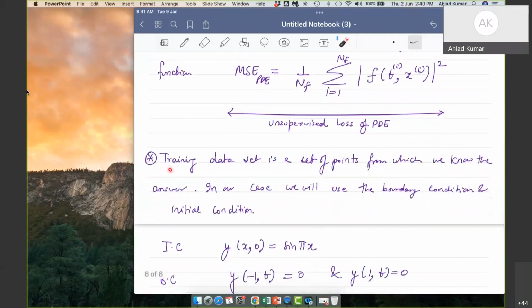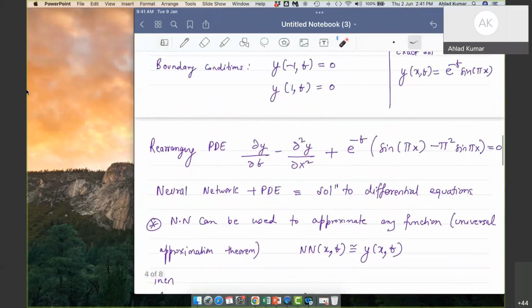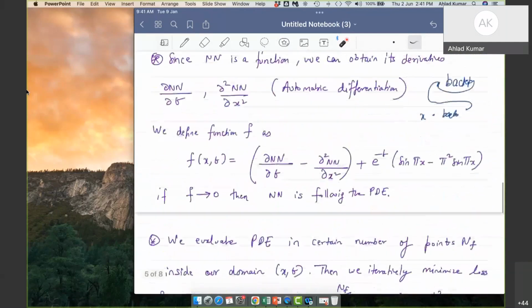Next, the training data set is also available, and it's a set of points for which we know the answer. We know the answers from the boundary conditions and the initial conditions. If you take the points from the boundary conditions here and from the initial conditions here, you know what the answer is, like sin(pi x) at 0 and 0. So you know these values. We select points from the boundary conditions and initial conditions and form another loss function, which is given over here.